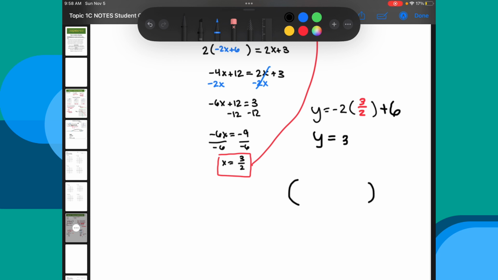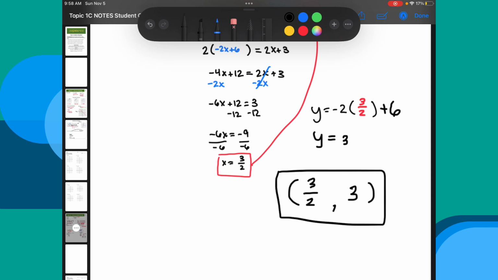Remember, every answer has to be a point. So we put in our x value, and we found our y value. So now we have that xy point. That's how you solve by substitution.